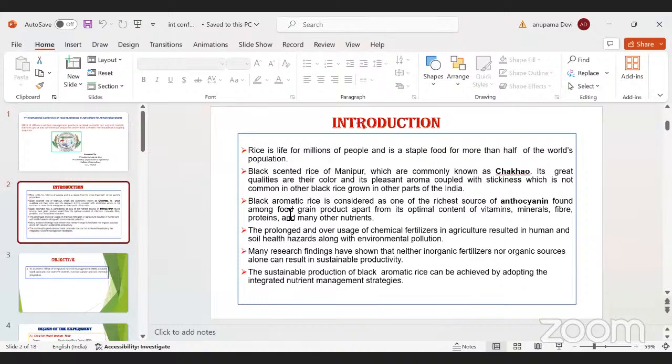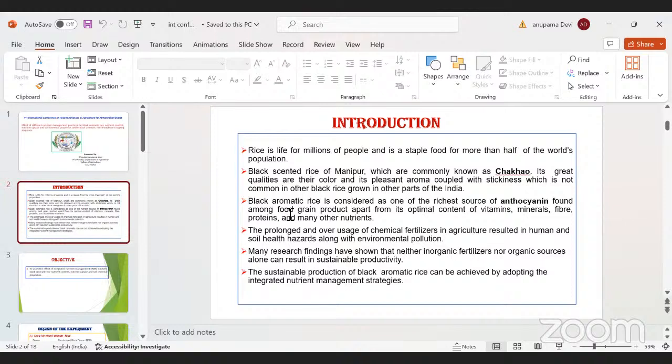Rice is the staple food for millions of people and more than half of the population. The black scented rice in Manipur, which we locally know as Chakhao, has great qualities in its color and aroma, along with sweetness, not common in other parts of India. Black aromatic rice is considered a rich source of anthocyanin, and apart from this, it also has high content of vitamins, minerals, fiber, protein, and other nutrients.